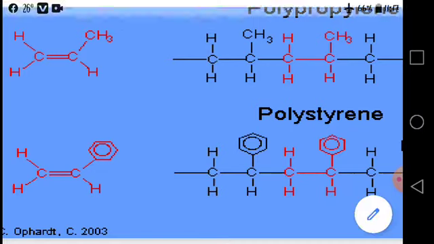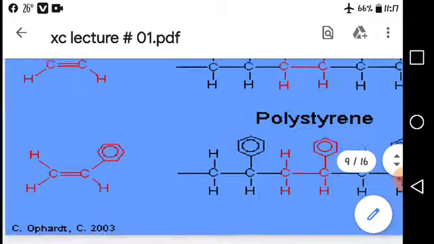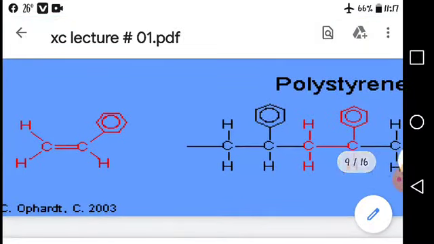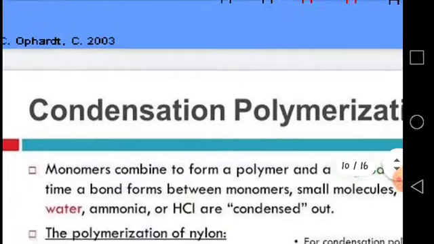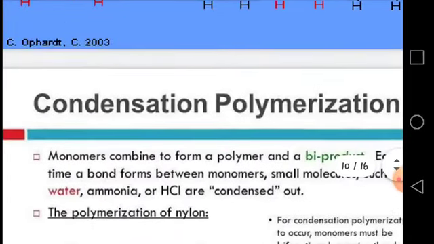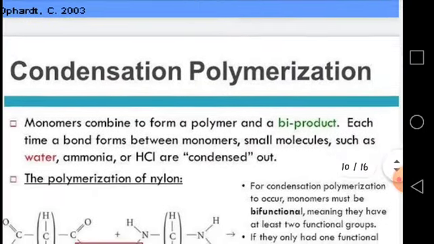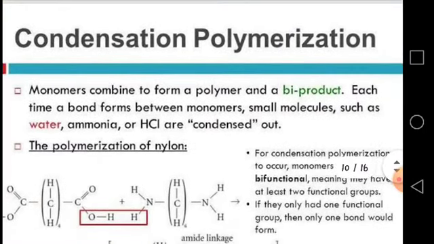Dear students, from these examples, you can easily understand addition polymerization. Now we are moving towards condensation polymerization. Condensation polymerization is another way to combine the monomers with each other.